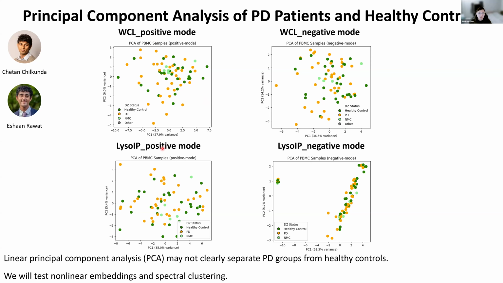Looking at the lyso-IP PCA analysis, we still didn't see much separation in positive mode data acquisition. Although we see some separation in negative mode, the healthy controls are still mixed with the PD patients. This means linear PCA analysis may not clearly separate the PD groups from the healthy controls, and we are going to test non-linear embeddings and spectral clustering to facilitate better separation of those patients.